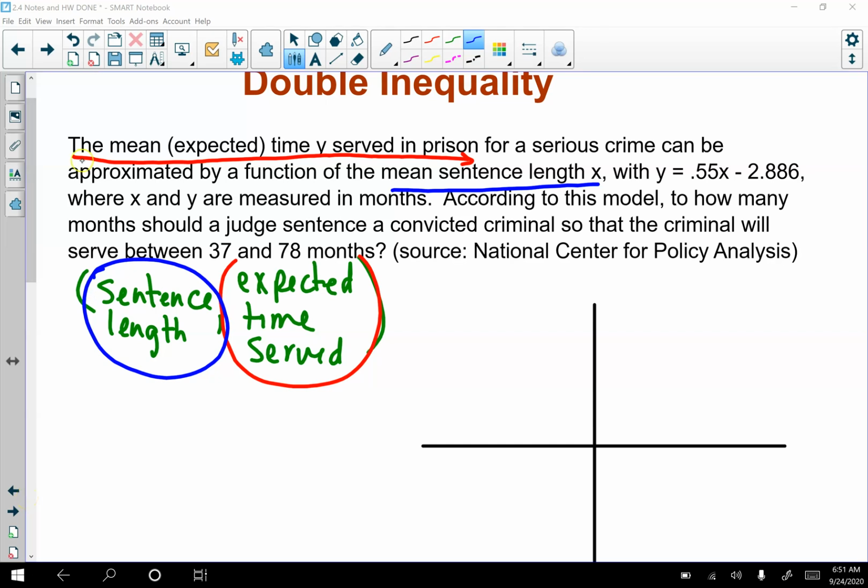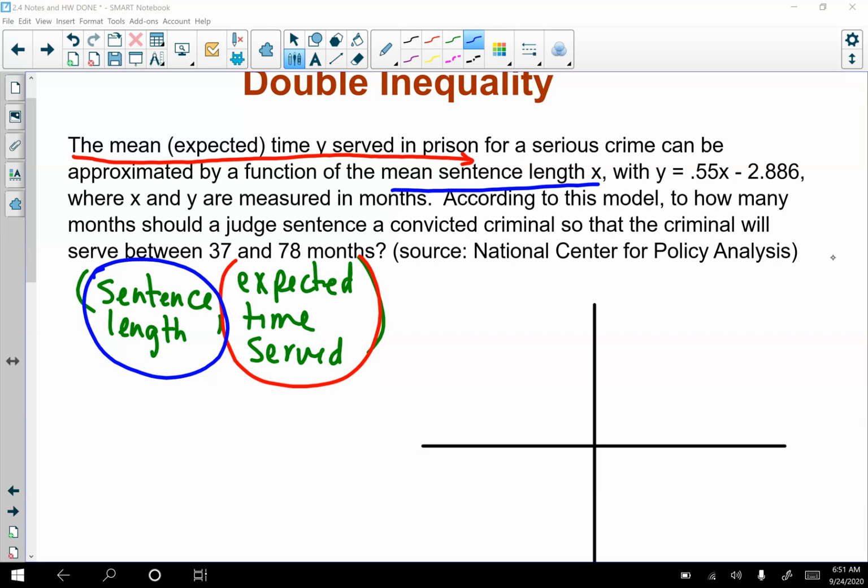So I highlighted some things here for you. As I said earlier, the y is typically in the front of the paragraph. So if you look at this, the mean expected time y, which is the y served in prison, so that goes there, for a serious crime can be approximated by a function of the mean sentence length x. So they are sentenced to a certain sentence, but this formula shows that you don't actually serve the same amount of time that you're sentenced to. So this is the regression equation that they already found for us to help us.